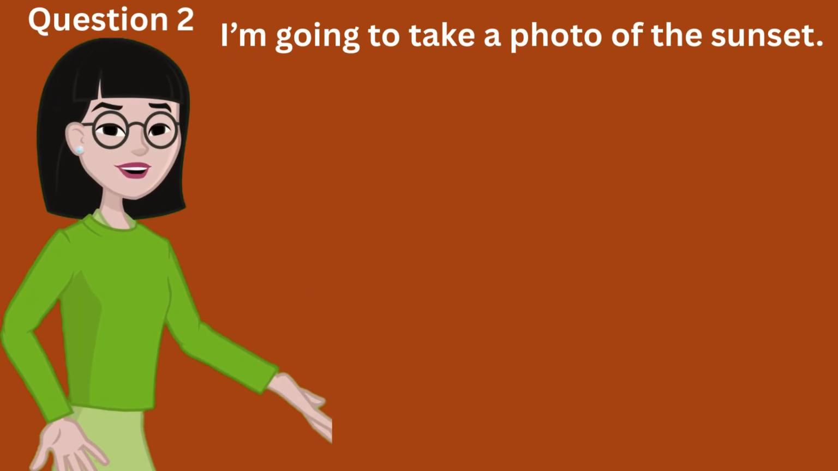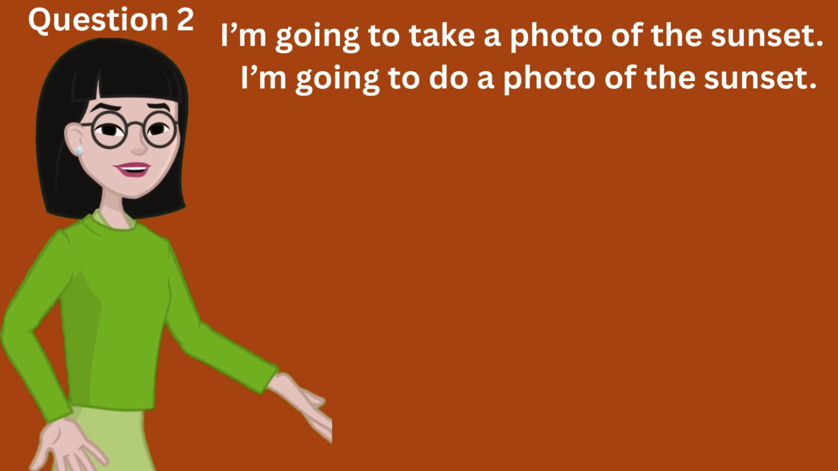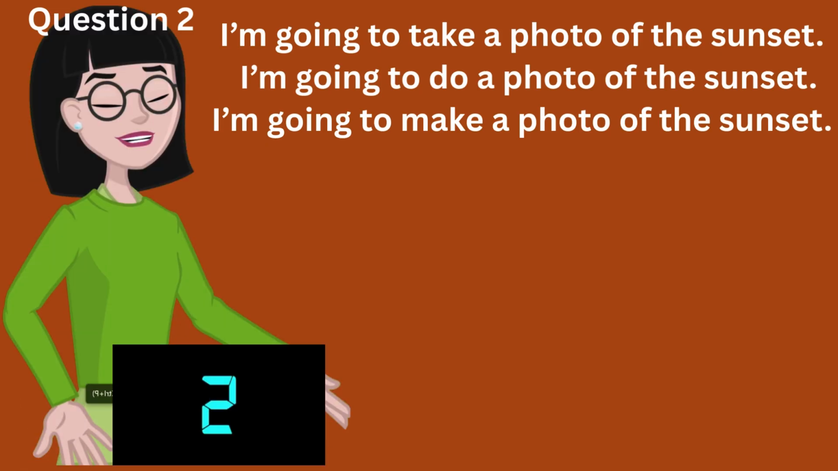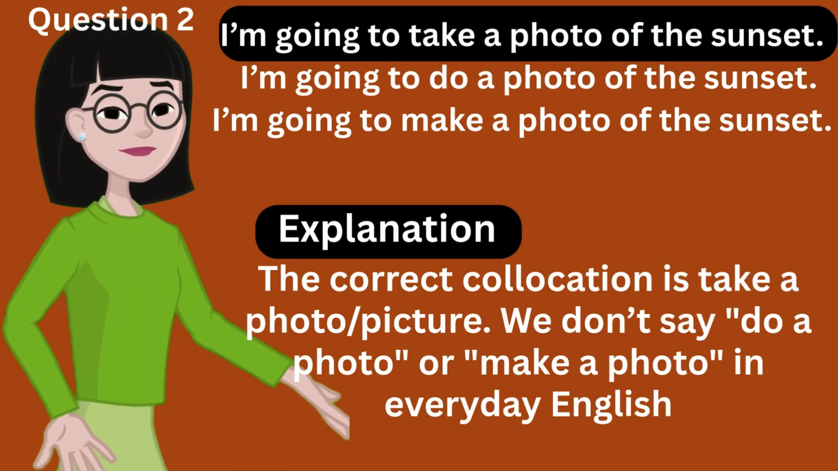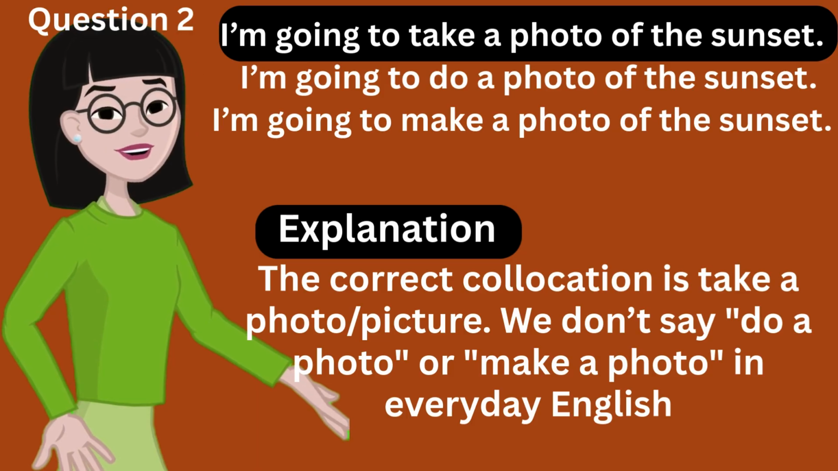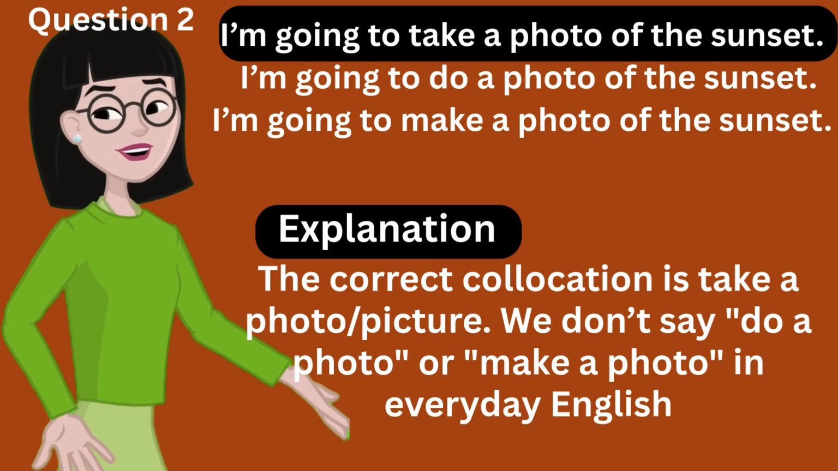Question 2. I'm going to take a photo of the sunset. I'm going to do a photo of the sunset. I'm going to make a photo of the sunset. The correct collocation is take a photo or take a picture. We don't say do a photo or make a photo in everyday English. So the correct answer is I'm going to take a photo of the sunset.